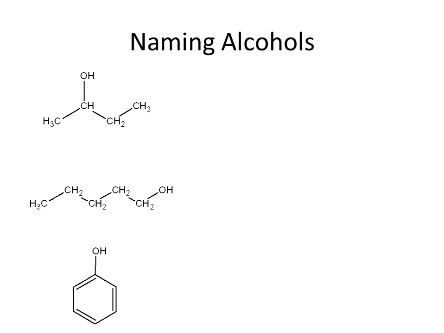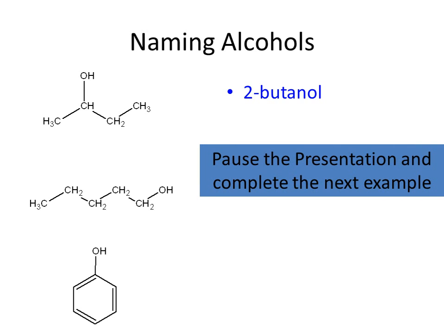So if we use our skills in naming, if we look at the first example here, we have a 4-carbon alkane, which would make it a butane, and a hydroxyl group coming off of carbon 2. So this would be referred to as 2-butanol. Notice how the E at the end of butane is swapped out for the OL ending, indicating that it's an alcohol. If you take a moment and look at the next example, the second example, try that on your own, and then restart the presentation.